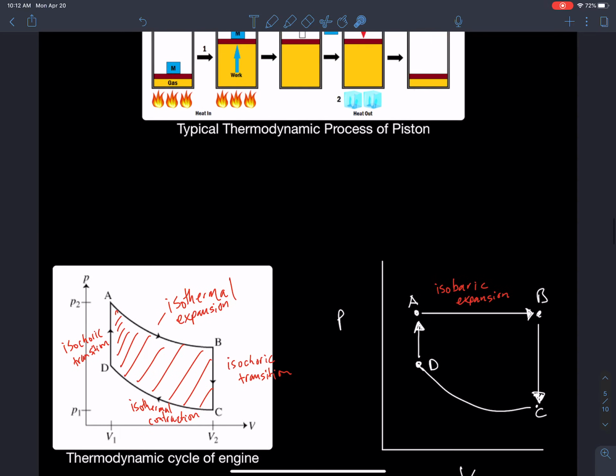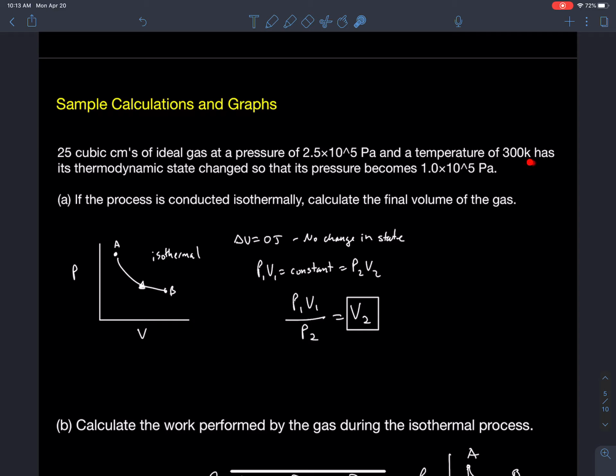Okay, so here's an example where we're just going to look at one transition, an isothermal transition, and see how we can do some calculations with it. So they told me that 25 cubic centimeters of ideal gas at a pressure of 2.5 times 10 to the 5 pascals and a temperature of 300 Kelvin has its thermodynamic state changed so that its pressure becomes 1 times 10 to the 5 pascals. If the process is conducted isothermally, calculate the final volume of the gas.